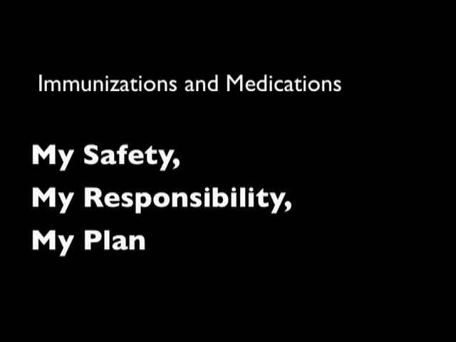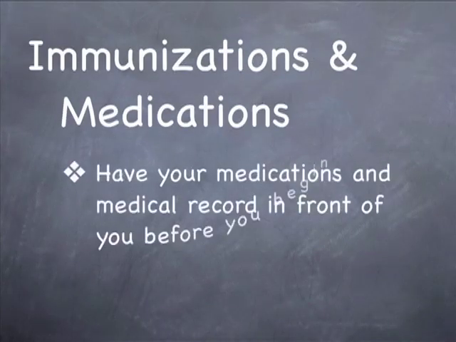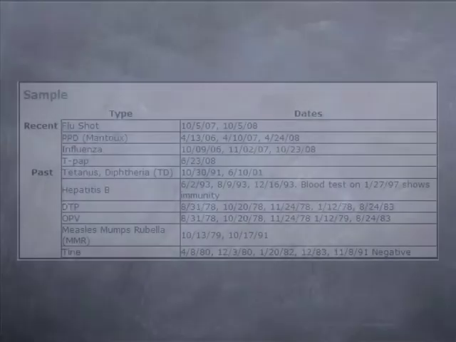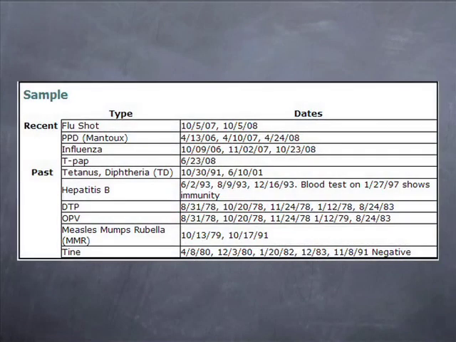The next section is called Immunizations and Medications. It is a good idea to have your medications and medical record in front of you before you begin. You need to write down all of your most recent shots, for example, a flu shot or PPD. Then you need to include important shots you have had in the past, like a tetanus or hepatitis shot. Look at the following example. Now fill in your information on Form B.